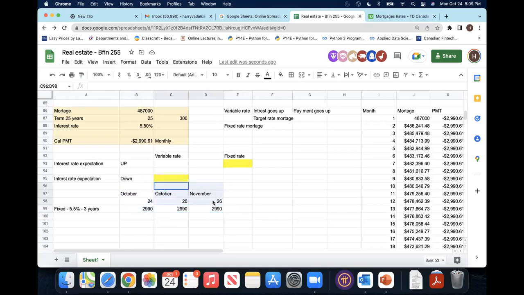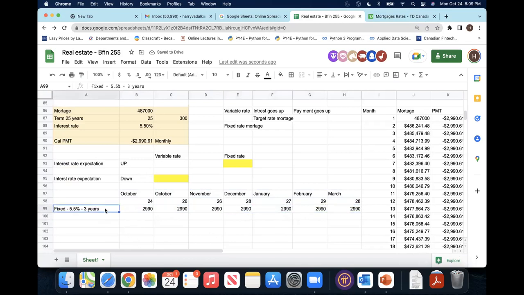so if you just drag this, okay, your mortgage payment will not change. It will be the same. You can also, and let's do it for 1 year. So let's say you have an option of getting a fixed mortgage rate for 1 year.